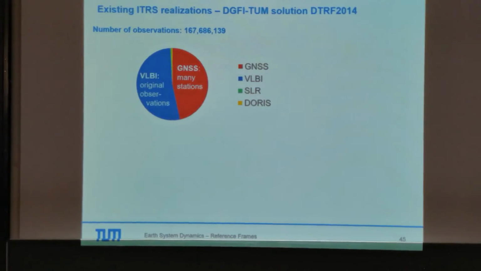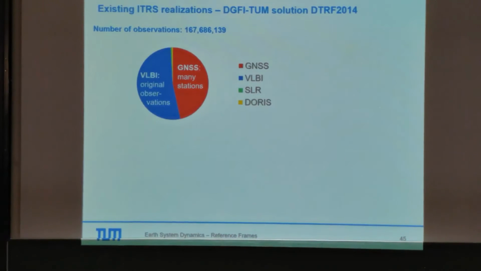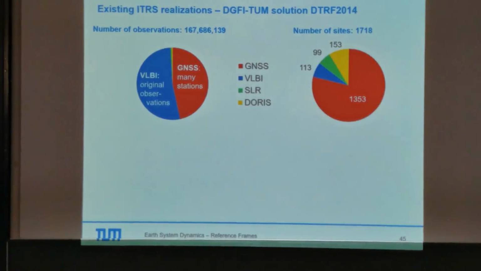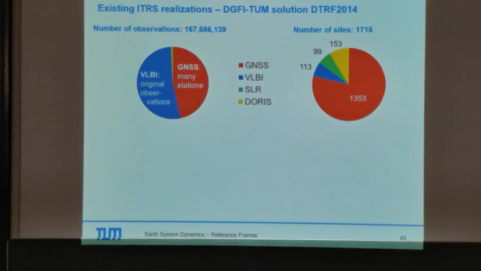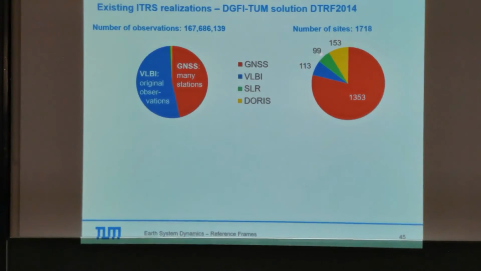Now we have more than GPS included in the combination: Galileo, GLONASS, BeiDou, and so on. We have 6 years more of data for the ITRF2020. So we will easily hit 200 million, maybe 250 million observations for the new realization. Then we have the number of sites, that are the number of station coordinates we estimate. That are for GNSS 1,353, for the others roughly 100, and for DORIS 150.